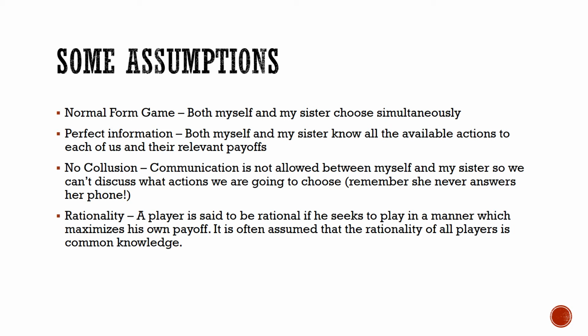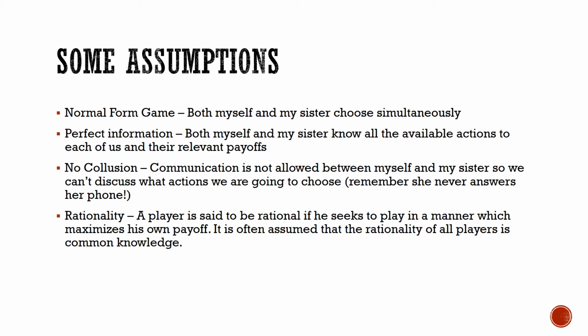Some assumptions. It's a normal form game, so both myself and my sister choose simultaneously. There is perfect information, so both myself and my sister know all the available actions to each of us and their relevant payoffs. No collusion is allowed, so communication cannot happen between myself and my sister. We cannot discuss what actions we are going to choose. Remember, she never answers her phone.